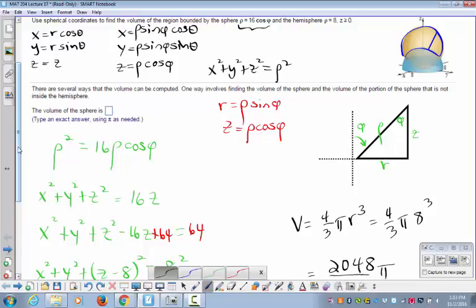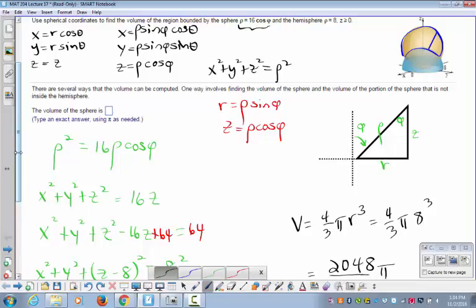Theta's obvious, all the way around. Phi goes from 0, the positive z-axis. Then we have to figure out what phi is for the intersection of the sphere and the hemisphere. Yes, we have to figure out what phi is. Is that hard? Yes.